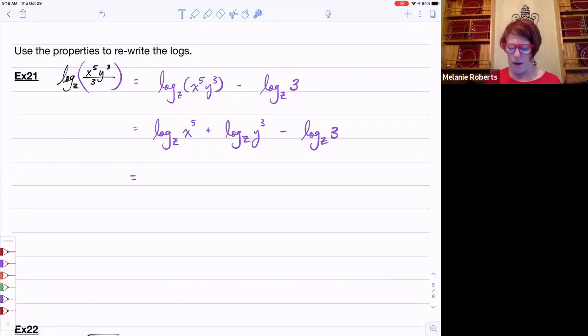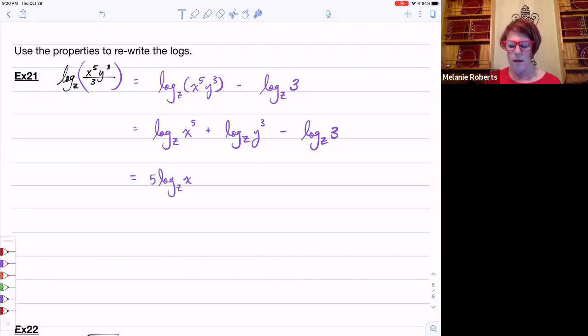So ask yourself again, in this first term, am I taking the log of a power? Am I taking the log of a product? Am I taking the log of a quotient? If your answer is yes to any of those three questions, then you need to keep on going. And we are taking the log of a power. Notice this is x to the 5th power. So let's use the power rule. The power rule says that we're going to take that 5th power and take it out to the front. So this will be 5 times log base z of x.